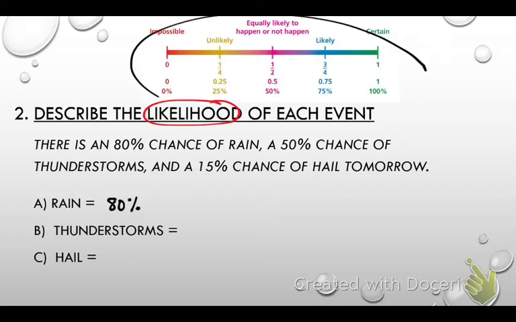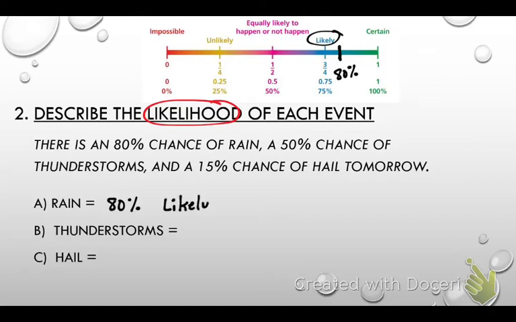Now let's go up here to our chart. 80% is going to land, I'd say, right about here. Class, what is the likelihood that it will rain? 80%. Give me the word that goes with 80%. It is likely. So the answer here, everyone write, likely, and box it in.